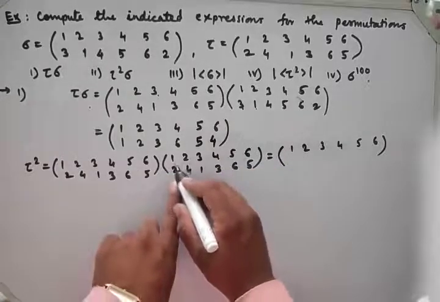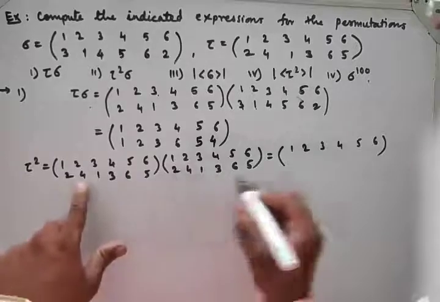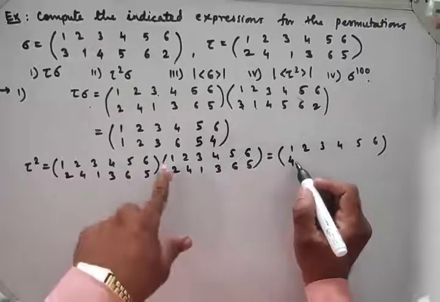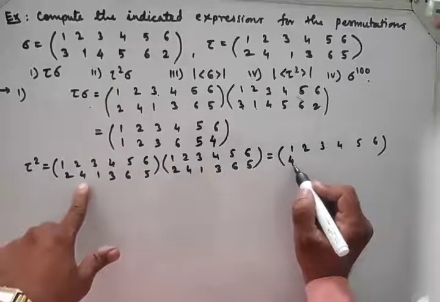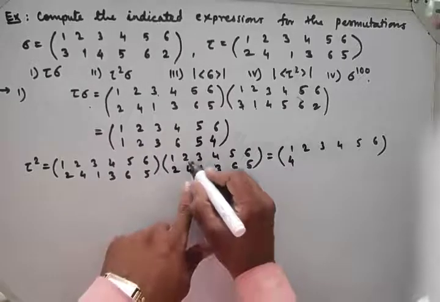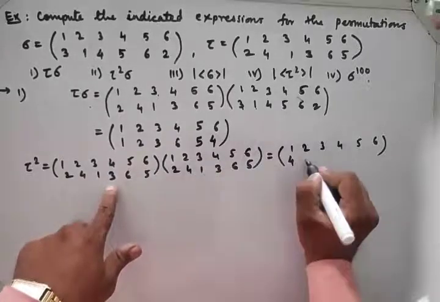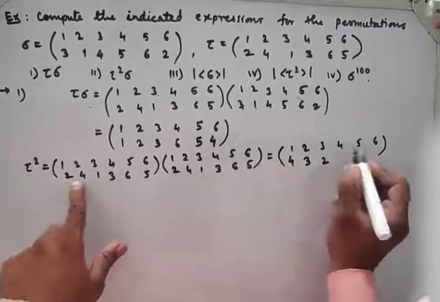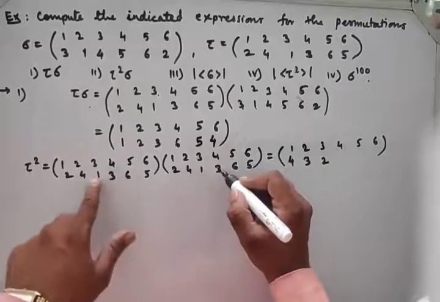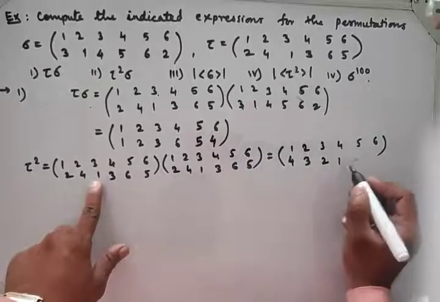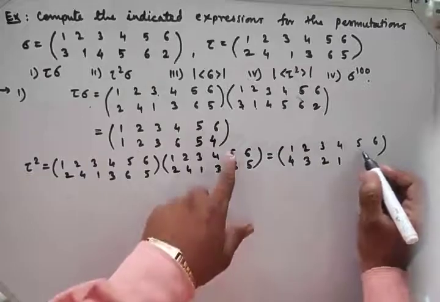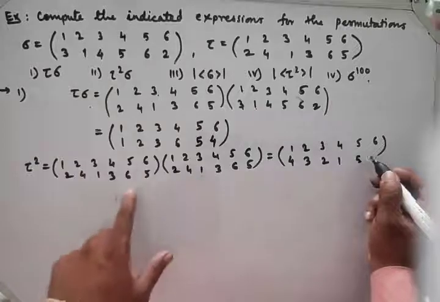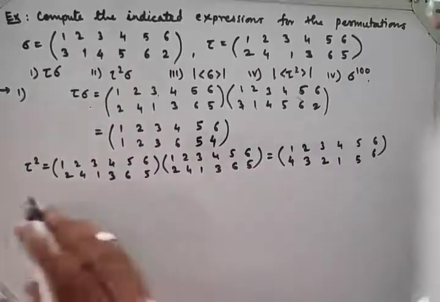Here 1 goes to 2, and 2 goes to 4, so the value is 4. Then 2 goes to 4 and 4 goes to 3. For 3, 3 goes to 1 and 1 goes to 2. Next, 4 goes to 3 and 3 goes to 1. Next, 5 goes to 6 and 6 goes to 5. Last, 6 goes to 5 and 5 goes to 6. So this is tau square.